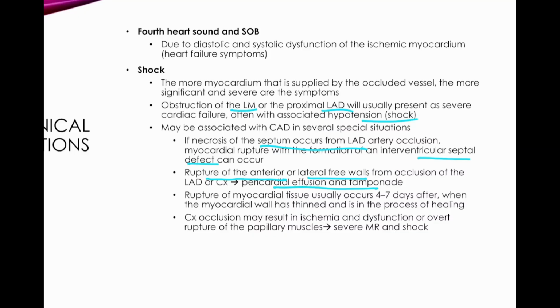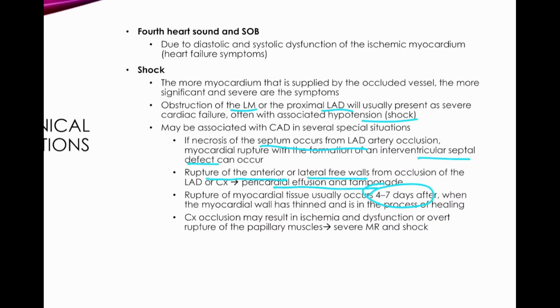They actually rupture the free wall of the ventricle. There's a hole in it now, and blood is leaking into the pericardium. Fluid should not be there. We'll talk about that in a little bit. Rupture of myocardial tissue usually occurs 4 to 7 days after the event. You have to let that tissue die. It takes time, and as more and more cells die, it gets weaker and weaker and weaker. So it takes about a week later, and then you may have some issues happening.